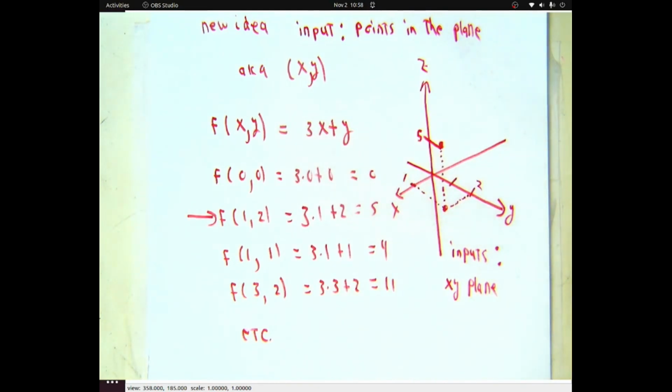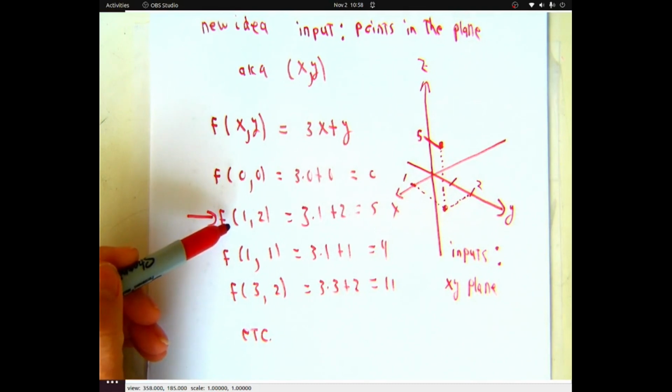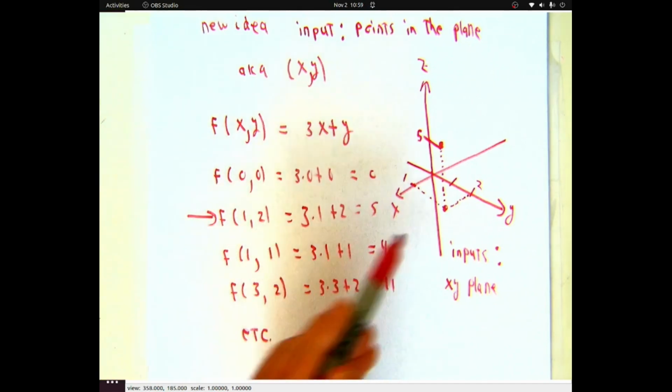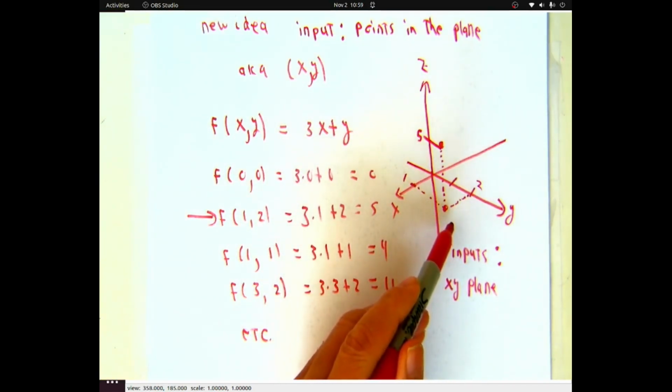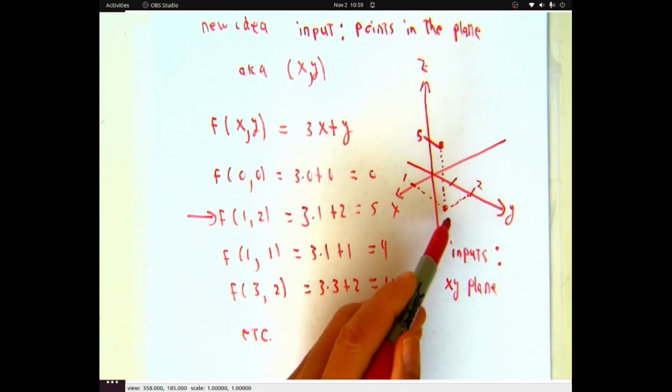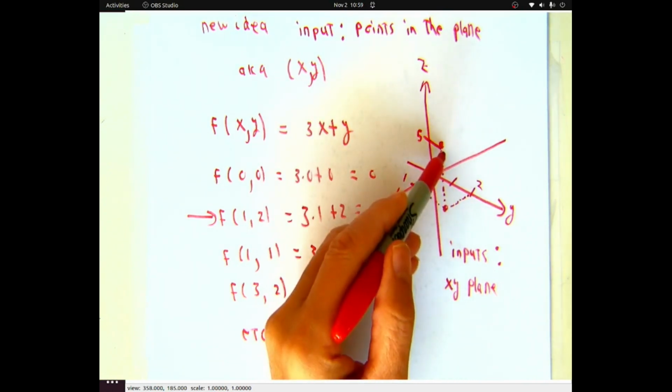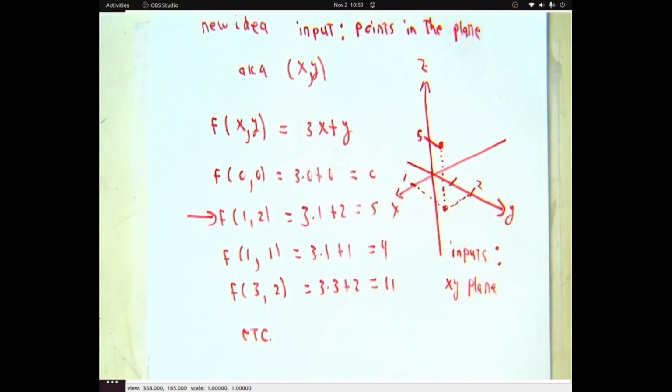So given an x and y, I'll calculate the function value that goes with it, and I'll make the z coordinate equal to the function value. For example, when x is 1 and y is 2, the function value worked out to be 5. So I'll locate the place where x is 1 and y is 2 in the xy plane, but that's not the point on my graph. I want to make the other coordinate, the z coordinate, equal to the function value.